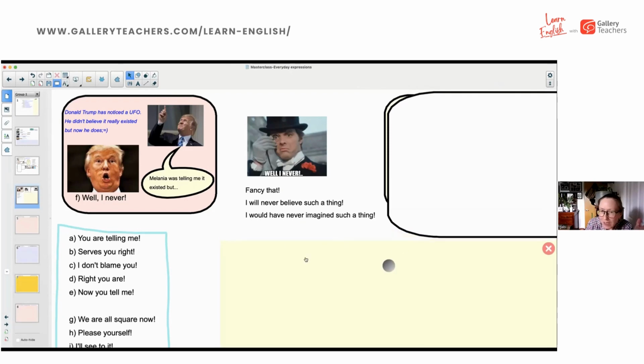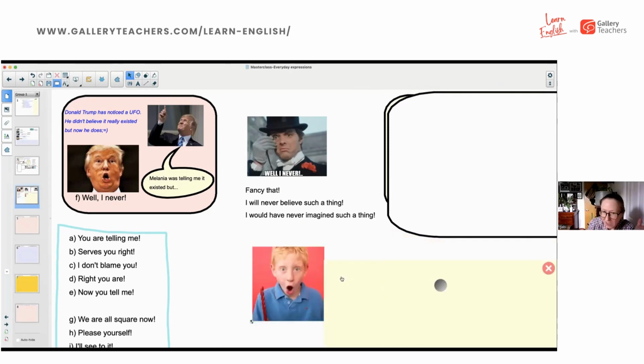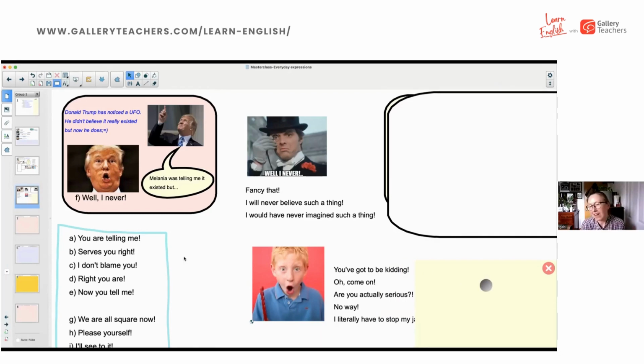If you think about young people, us, this is the kind of language that we use, and it's exactly the same. So when you react like that in English, you hear someone say, well, I never, or you say it, effectively, that's what you're saying. You've got to be kidding me. Oh, come on. Are you actually serious? No way. I literally have to stop my jaw from dropping.